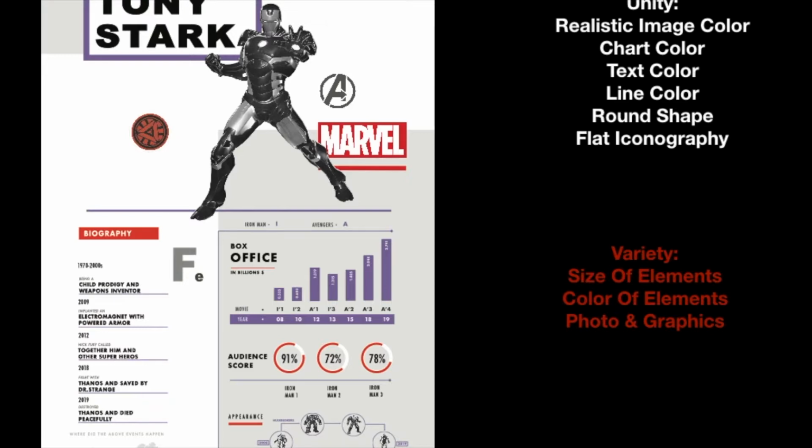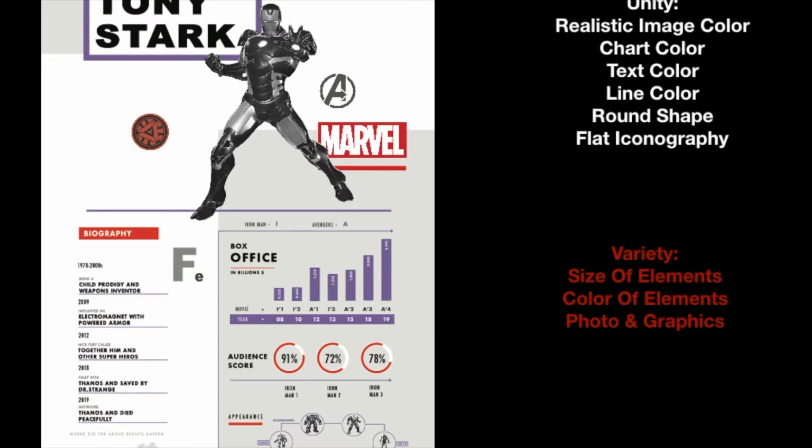The text color of my infographic is all dark black, since dark black is the most clear color on my two backgrounds. And also I chose purple for all of my line colors, since I wanted all of the lines a little bit lighter than all of the text. And it's interesting to notice that I use a lot of round shape elements in my infographic, which is similar to what the visual language model did. And lastly, there is a lot of flat iconography.